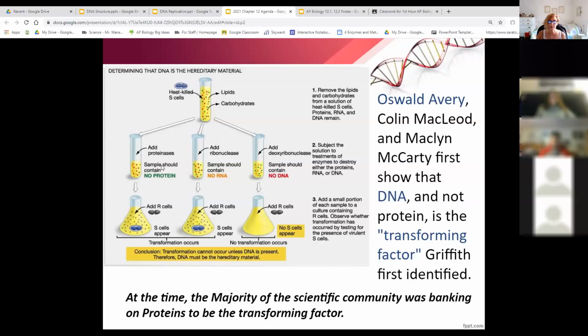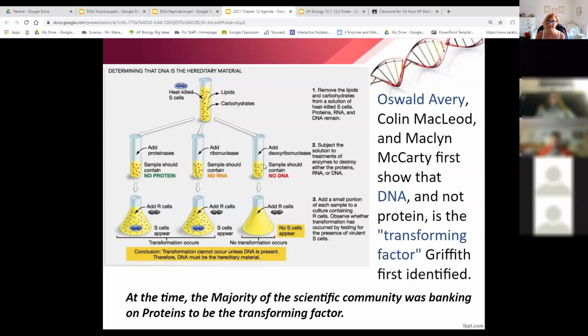So if we get rid of the protein and transformation happens, was protein the transforming factor? If you got rid of the protein and it still happened, it wasn't the cause, right? RNA, they used an enzyme that destroyed the RNA, so now RNA is gone. Transformation still occurred. Was RNA the transforming factor? No.